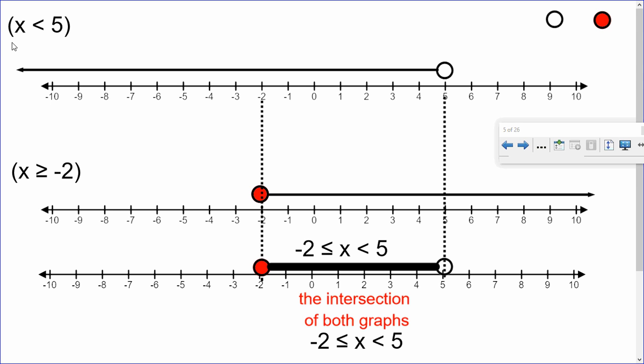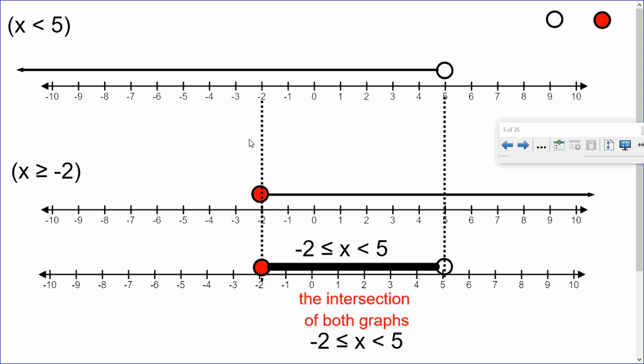I have the first part, x less than 5. I graphed it. Remember, I use an open circle because we're not including the 5, and all the numbers going to the left towards negative infinity are less than 5. Now let's graph the next part. x greater than or equal to negative 2. Notice we're using a closed circle. So closed circle at negative 2, greater than, going to the right to positive infinity.